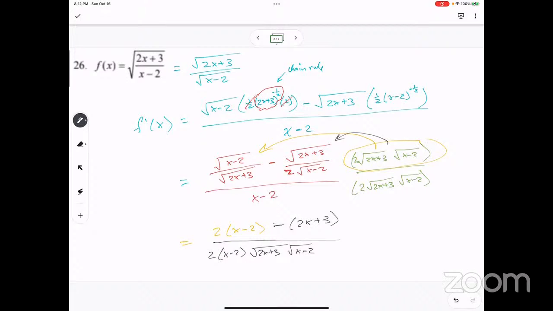And now I just simplify this whole thing. So this equals 2x minus 4 minus 2x minus 3 all over that mess, which just equals, those go away, negative 7 over 2x minus 2 square root of 2x plus 3 square root of x minus 2. And that's your answer.